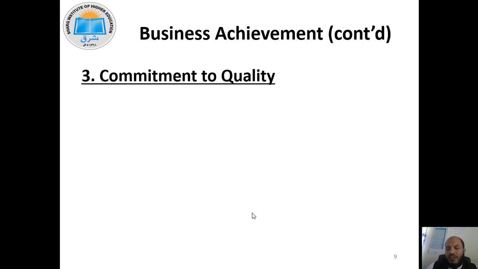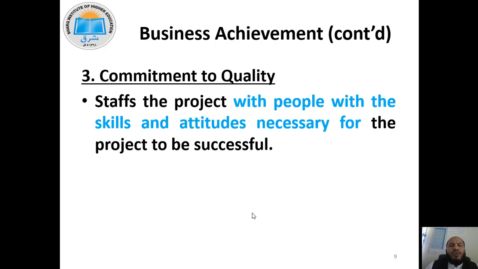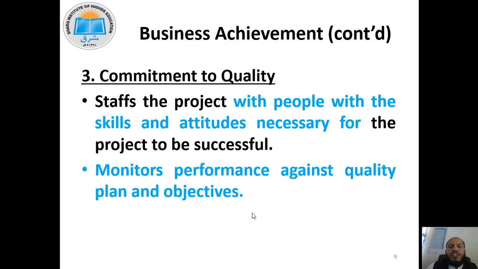And the third competency within the business achievement competencies is that the project manager should have commitment towards the quality of their work or their products. So the author explains that the project should be staffed with people with the skills and attitude necessary for the project to be successful. So to achieve quality, we should have quality staff. That's why it is important for the project manager to hire people who have high skills, high competencies, and high abilities and attitudes through which they can achieve the project goals and objectives, or complete the project successfully. It is the responsibility and competency of the project manager to monitor the performance against the quality plan and objectives.